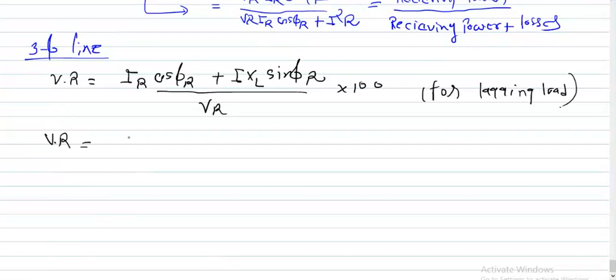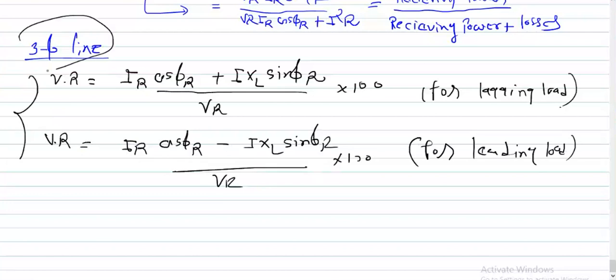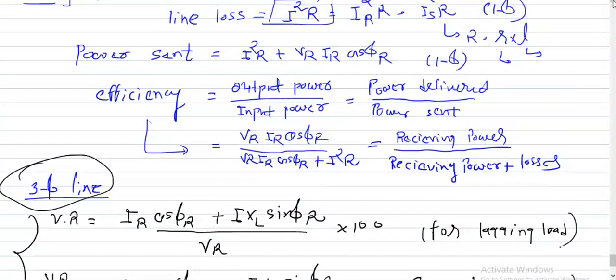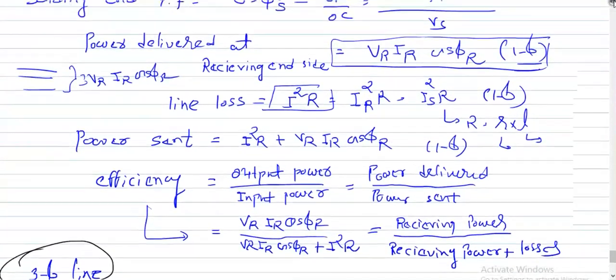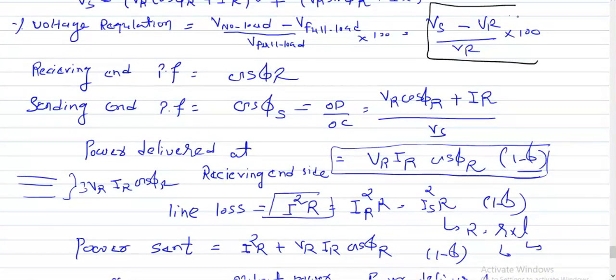Now, the other one is VR cos phi r minus I XL sin phi r, divided by VR, into 100. This is for a long transmission line, leading load. So these are the equations for voltage regulation if the line is three phase. For single phase, we have already derived the very simple equation, Vs minus Vr, for the short transmission line.